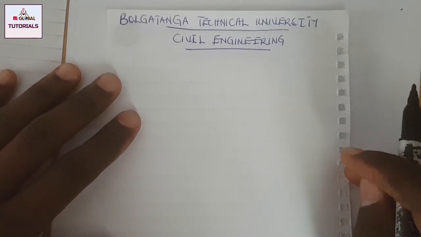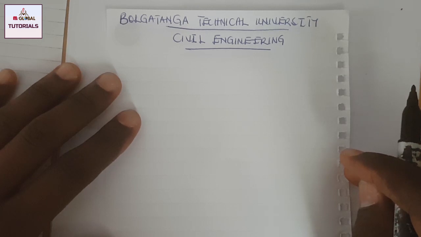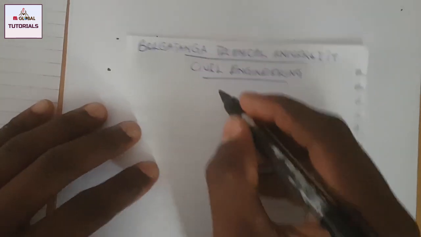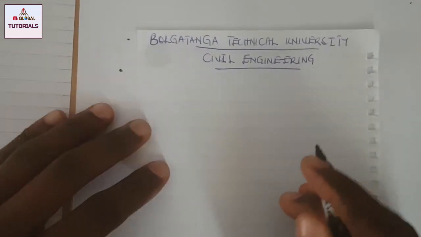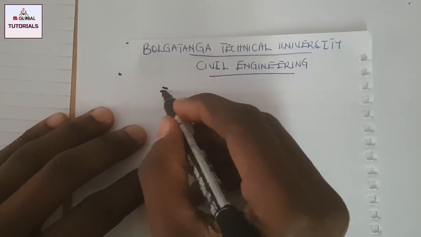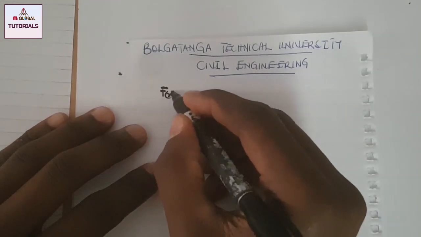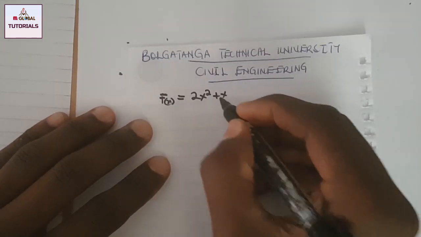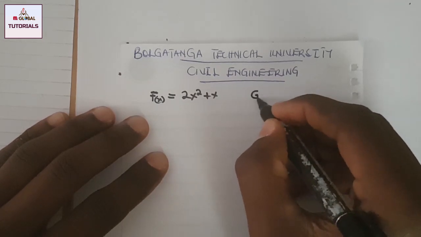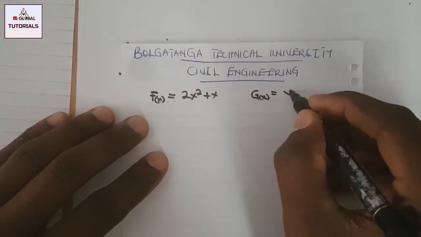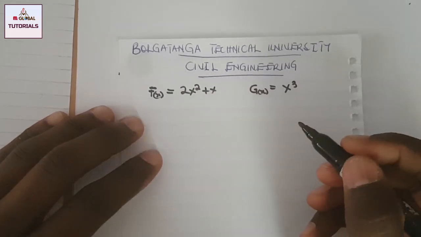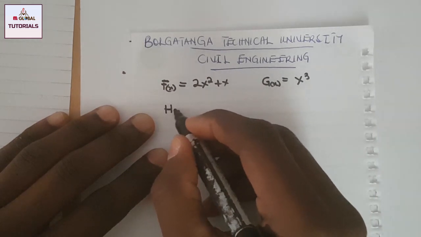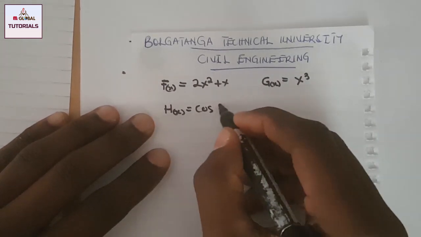Alright, today I'm going to show you a very short way to solve your chain rule differential equations. Let's take, for instance, a function f of x to be 2x squared plus x. Then we get a function g of x to be x squared. Remember, we can also get a function like h of x equal to cos x.